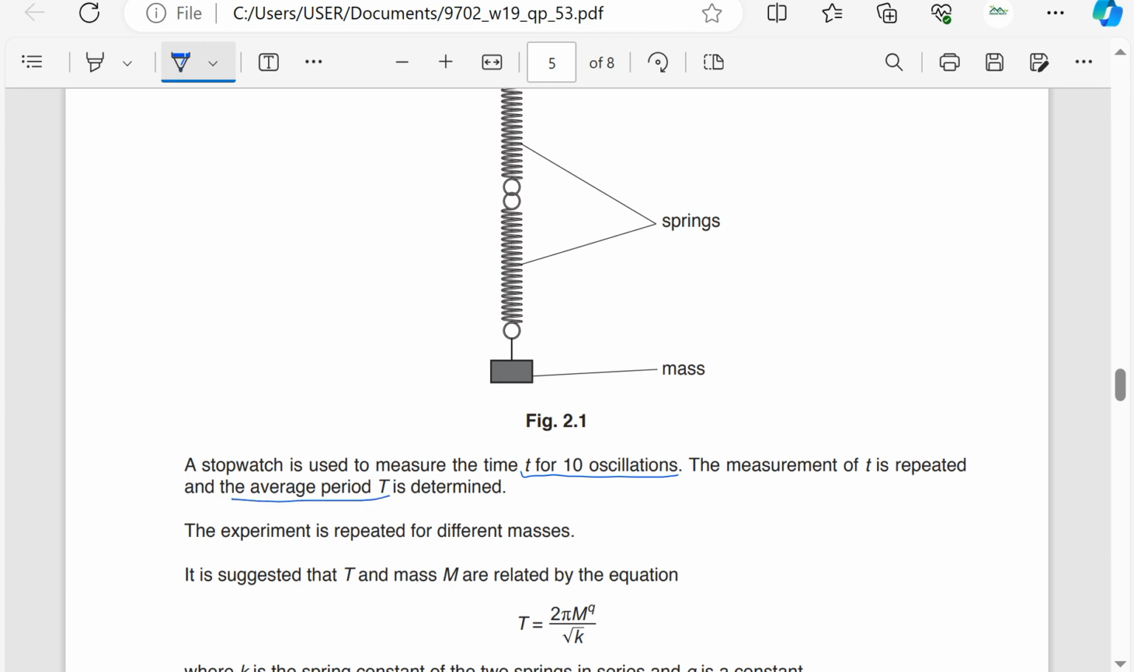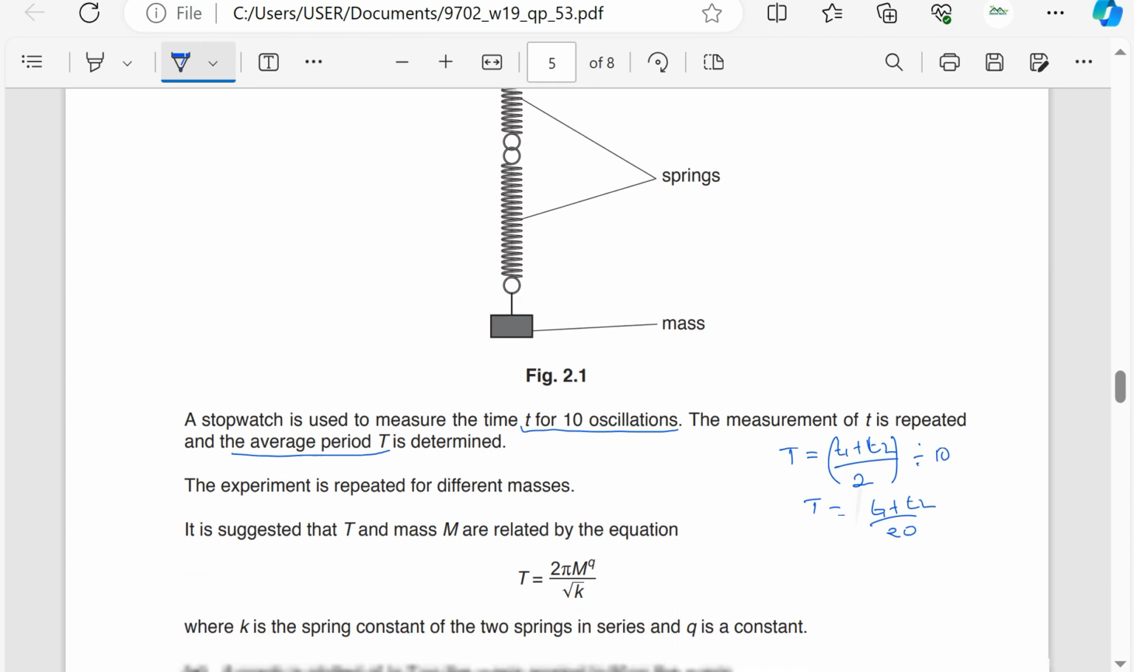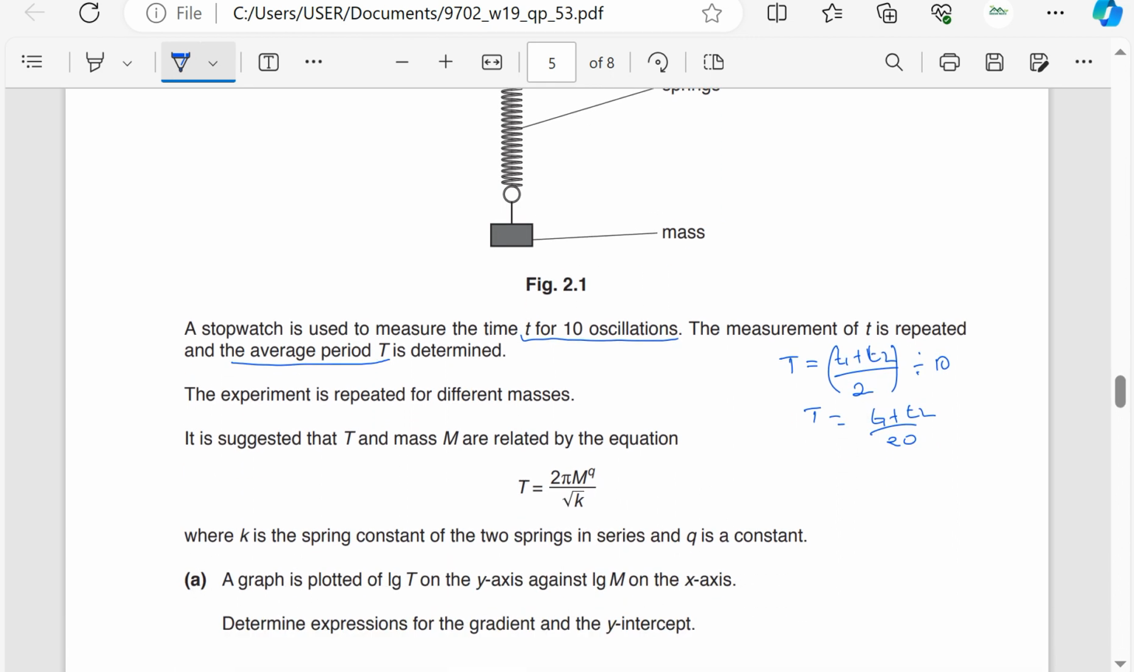So if the measurement of t is repeated, it means the period is equal to t1 plus t2 divided by 2 for 10 oscillations. Again, divide by 10 to find one oscillation, because this is the average of the 2 measurements. Divide by 10 to get the period. So in other words, the period capital T is equal to t1 plus t2 divided by 20. That is capital T, the period time for one oscillation.